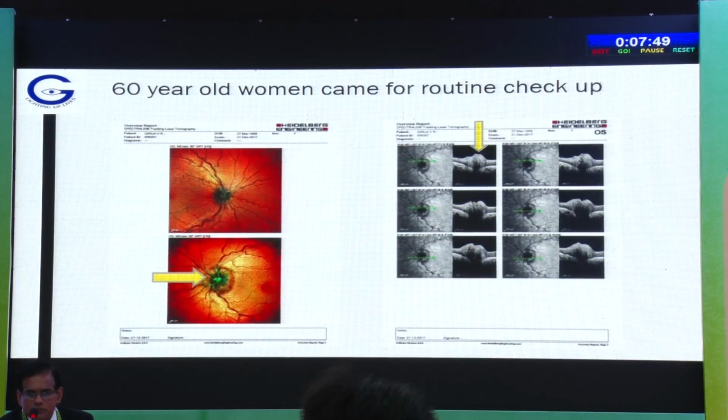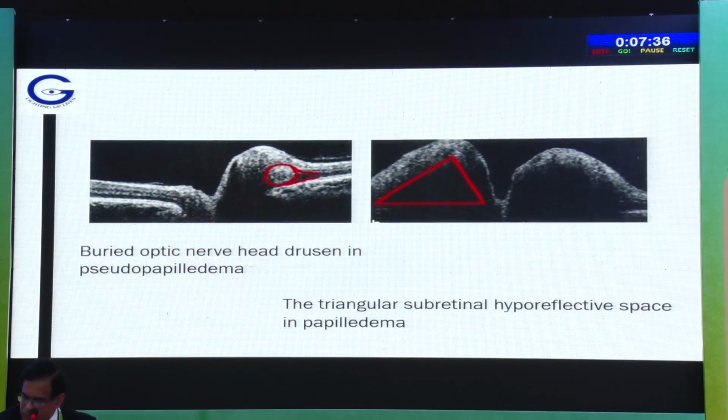This is a 60-year-old woman who came for a routine checkup. Again, left optic disc elevation, and we did the simple test OCT, which showed a lumpy, bumpy appearance. So how will you now differentiate optic disc drusen in OCT?